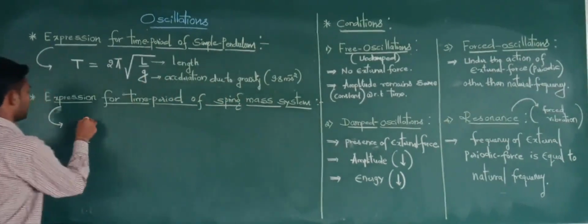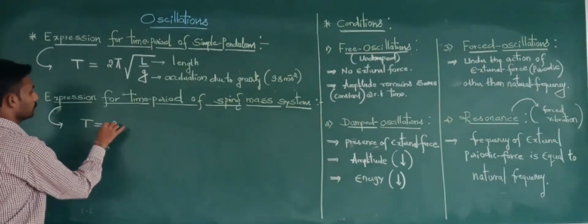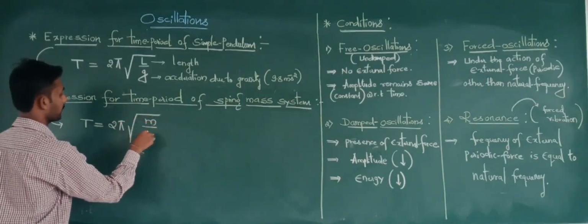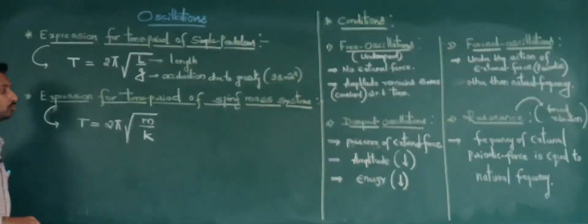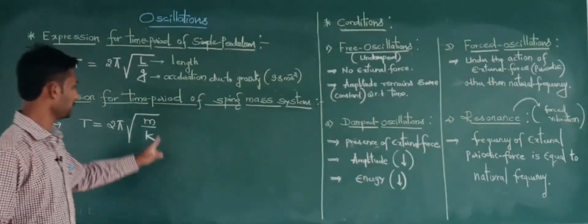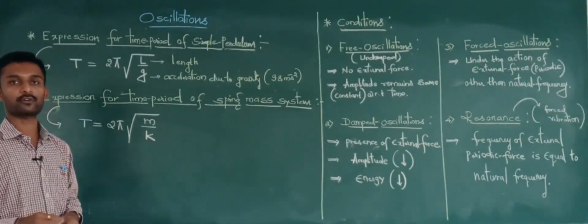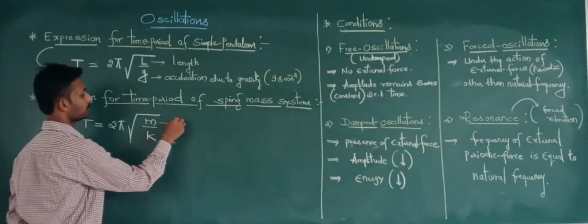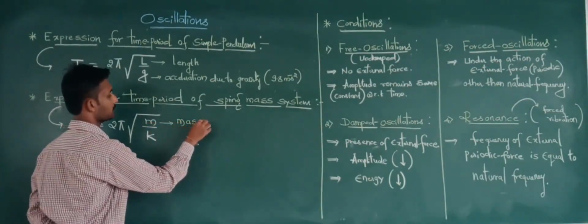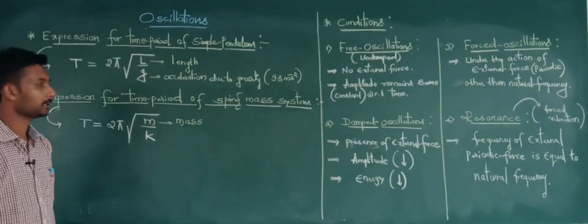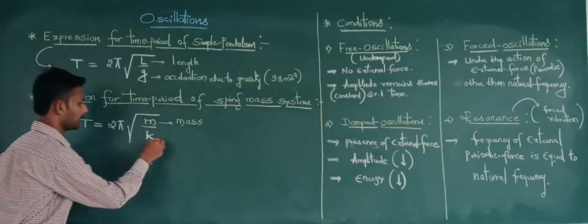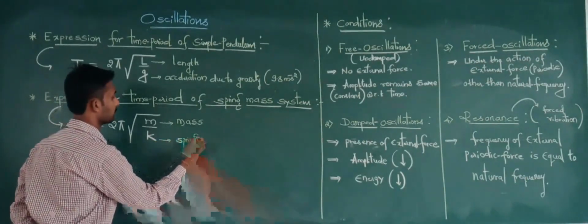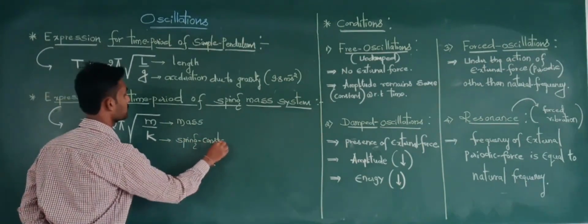To calculate the time period of a spring mass system, you can say spiral spring, we will use the formula T is equal to 2 pi square root of m divided by k. T is equal to 2 pi into square root of m divided by k. M is in the numerator, k is in the denominator. So here m denotes the mass we are using in that spiral spring, and k is nothing but the spring constant.